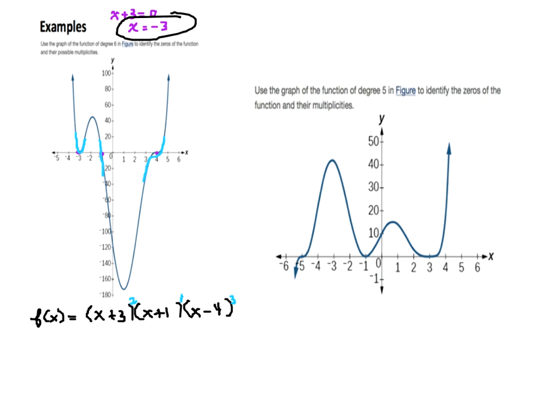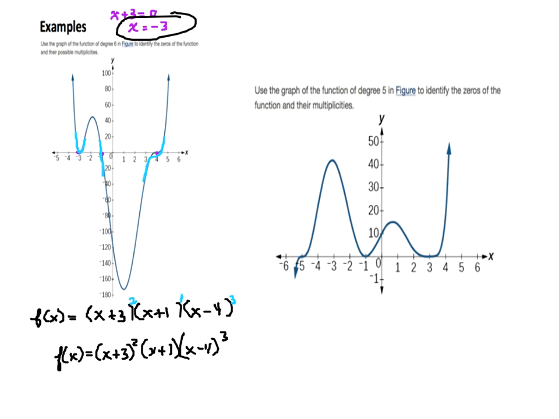So when writing this out, it would be (x + 3)² times (x + 1) times (x − 4)³. Now, I've had students in the past ask, does it matter what order I write the factors in? And the answer is no.